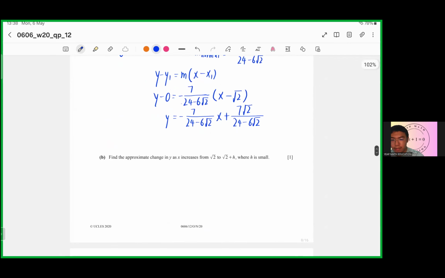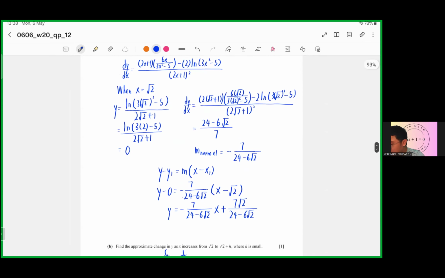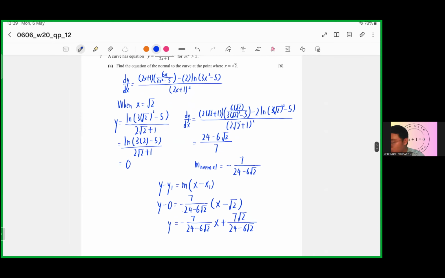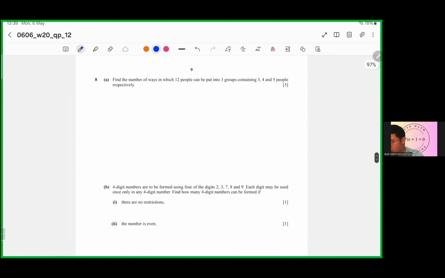Find the approximate change in y as x increases from sub 2 to sub 2 plus h, where h is small. So we can write this first, dy/dx. Because the question says from sub 2, we already have 5, 24 minus 6 sub 2 over 7. So we can write this as times h. Now we look at the next question.